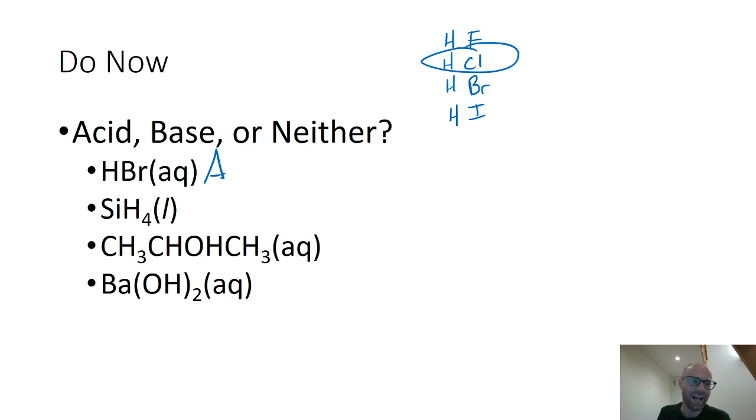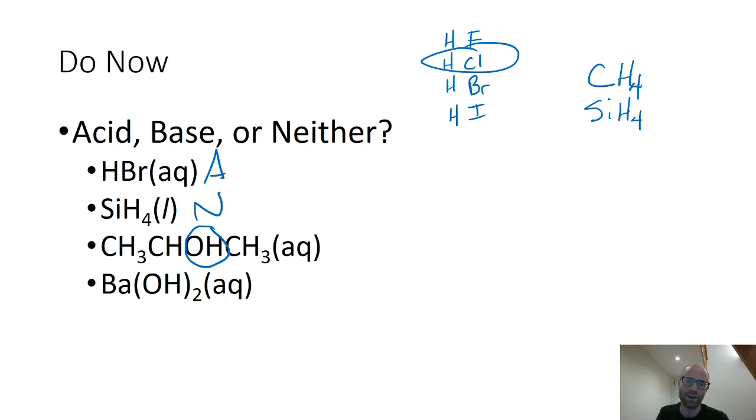So if HCl is found on table K as an acid, then HBr, it would stand to reason, is also an acid. SiH4, well, if we're going to play that same game, Si, silicon, is found right below carbon, and I know that CH4 is neither acid nor base. That H bond there, that's not quite polar enough to get pulled apart by water, so I'm going to say none of the above. You might think that there's an OH in this substance. This is not a base.